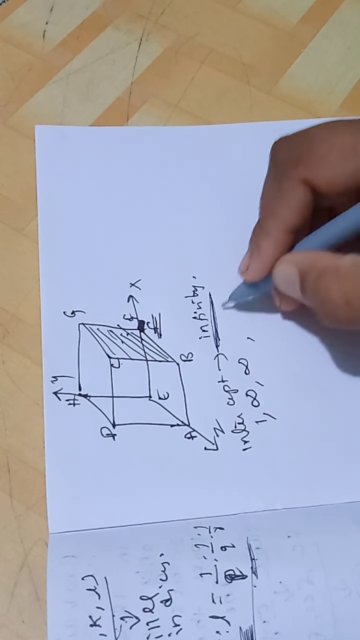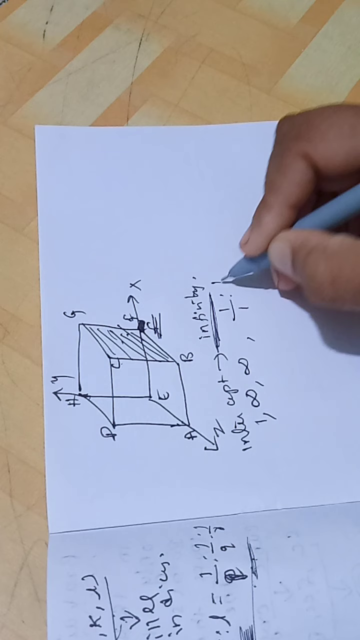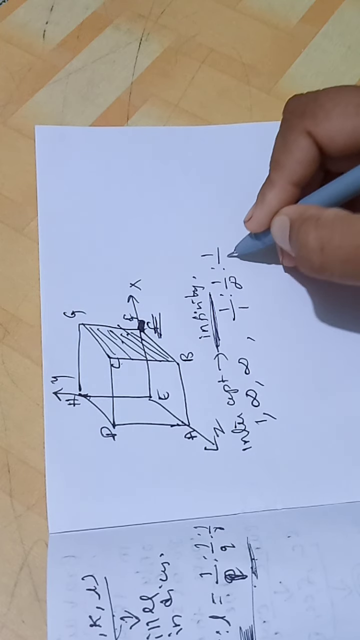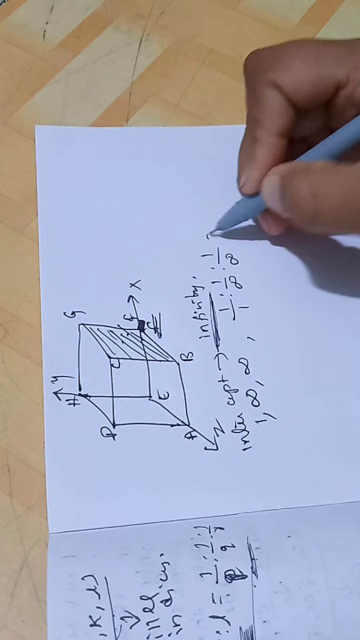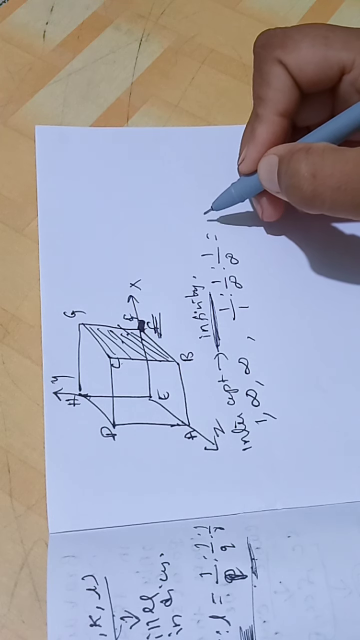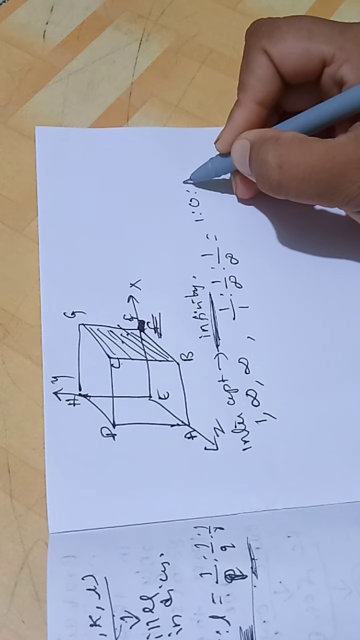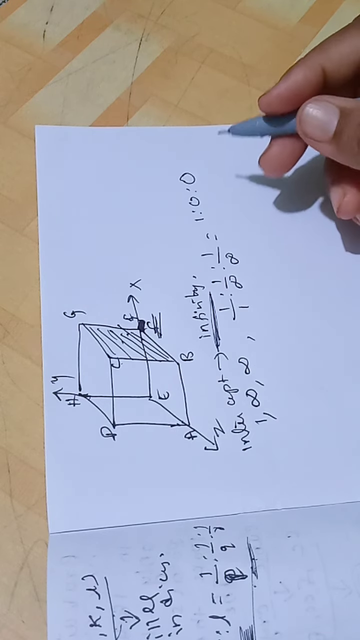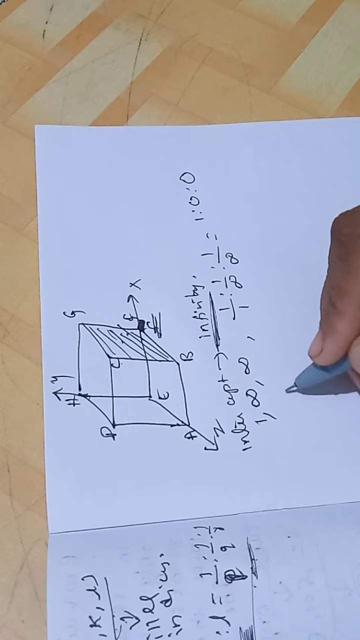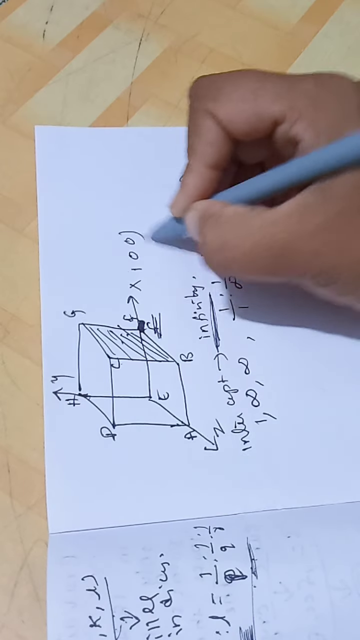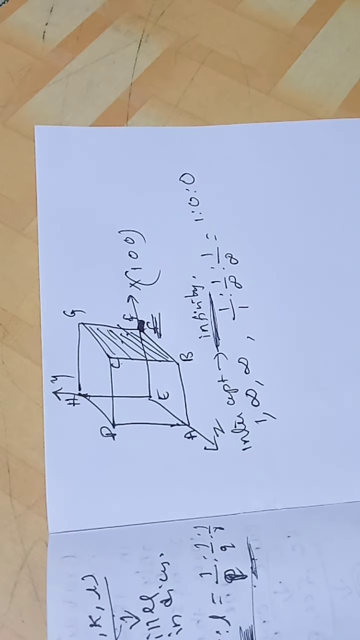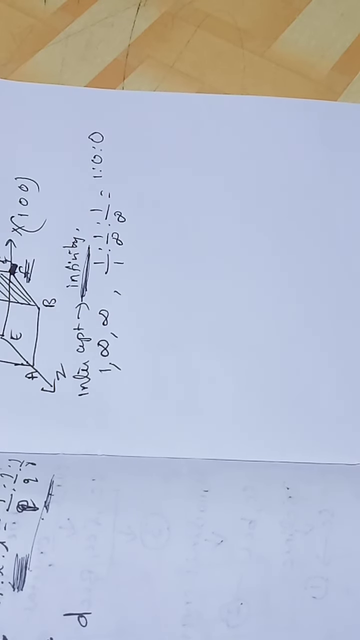Then we write the reciprocals: 1 by 1, 1 by infinity, 1 by infinity. 1 by infinity becomes 0. So it is 1, 0, 0. So what will be the Miller indices? 1, 0, 0. The Miller indices for this face will be 1, 0, 0. Now let us take another example just for your practice, to find the Miller indices of planes.